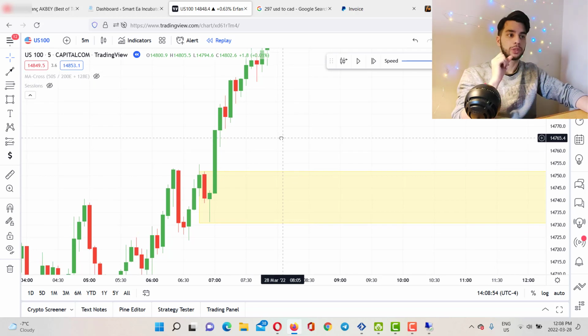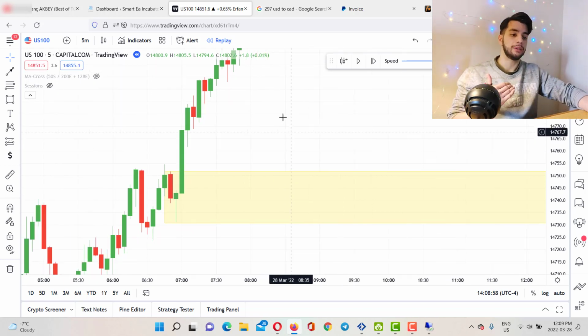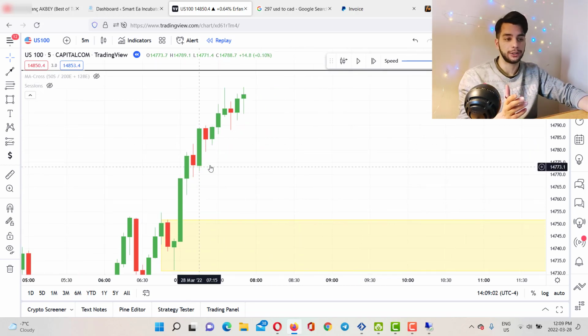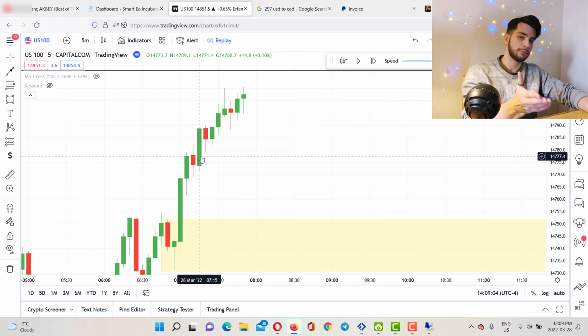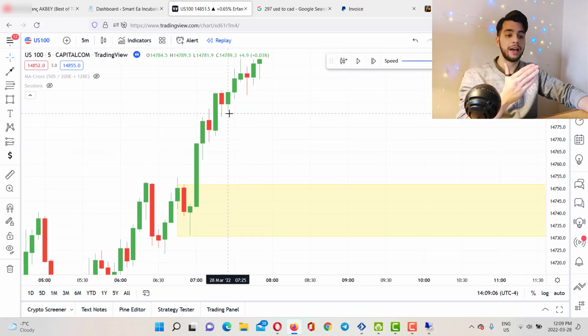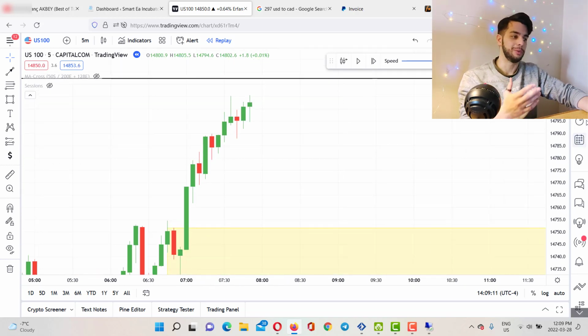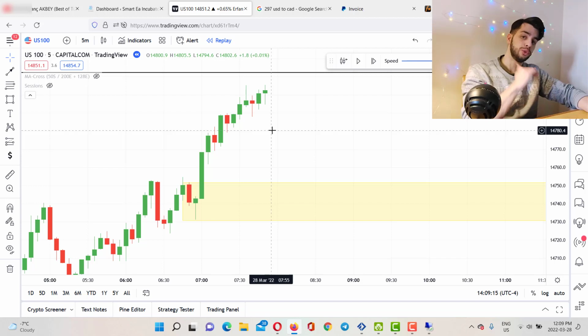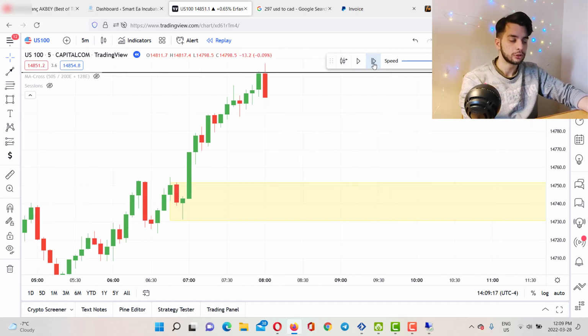Unless we have another one that actually forms above that. So for example, if you have another high probability demand zone right here, we can specify that one as well, and then we have two high probability demand zones that we need to be careful about, because the thing is that it probably breaks your first one to go to the second one. It happens all the time. So I was just waiting for the price.